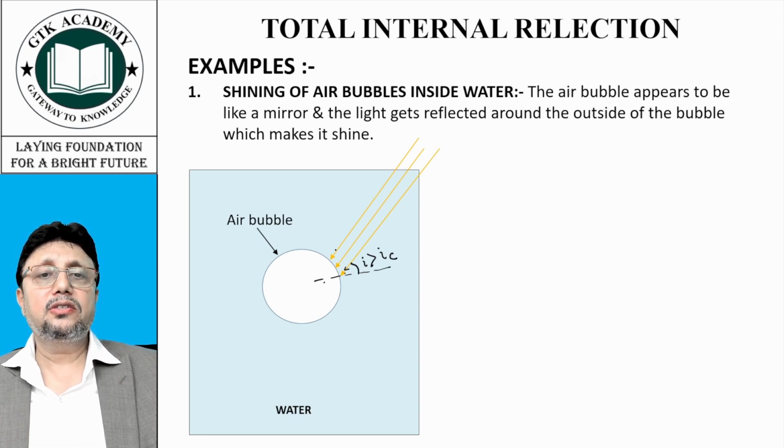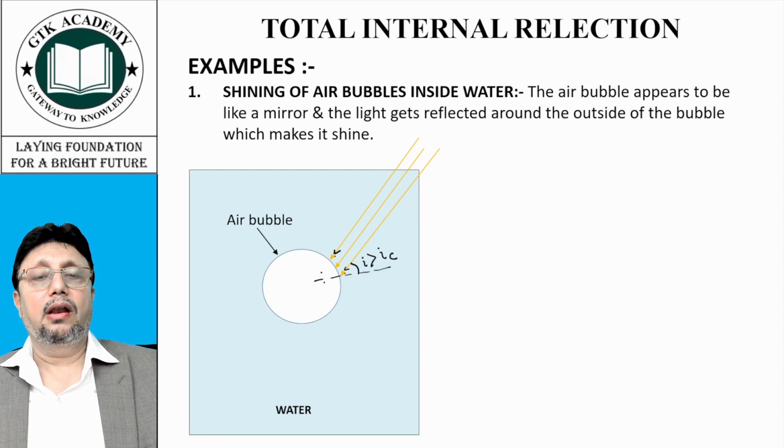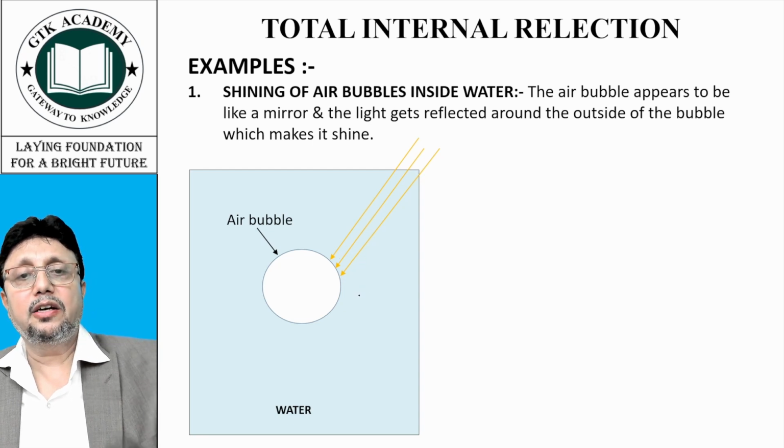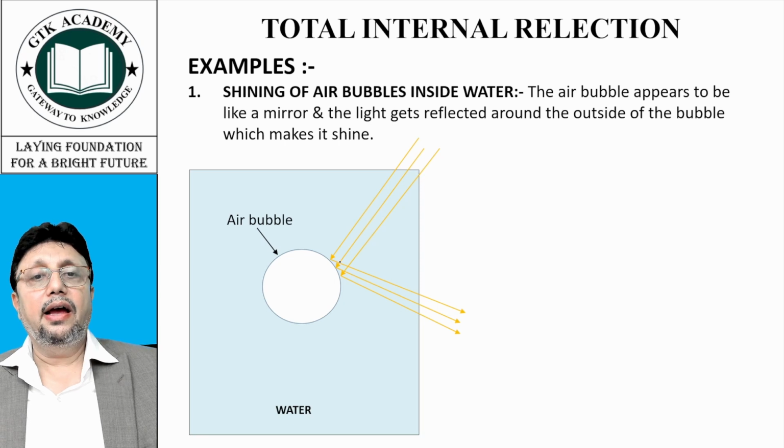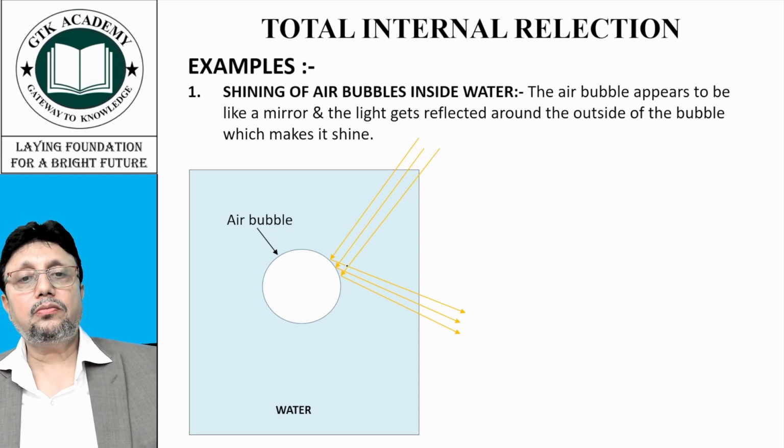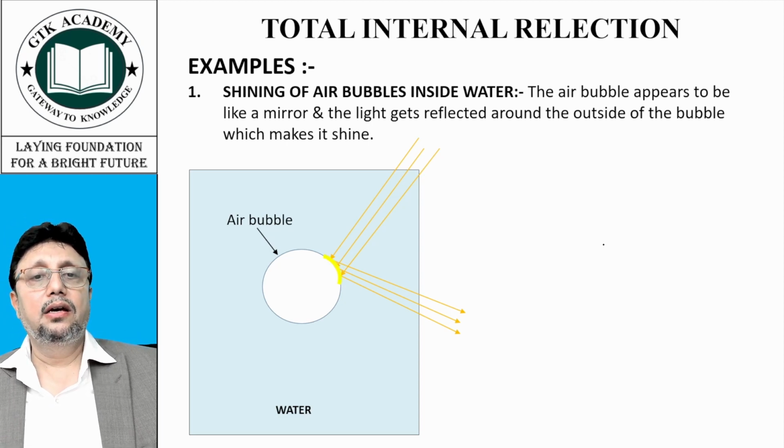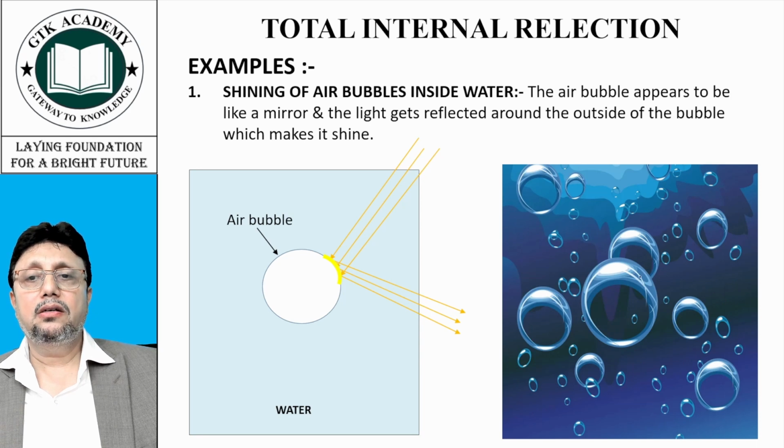Here we can see it is traveling from water to air. That means denser to rarer. If the angle of incidence is greater than critical angle, then this is going to be totally internally reflected back like this. And this part of the bubble is going to shine. If you see the snap of bubbles, you can see these shine which you are seeing in bubble. This is only because of total internal reflection.